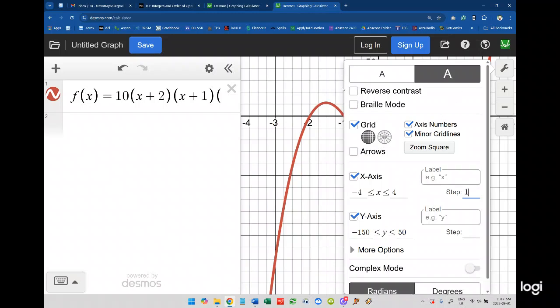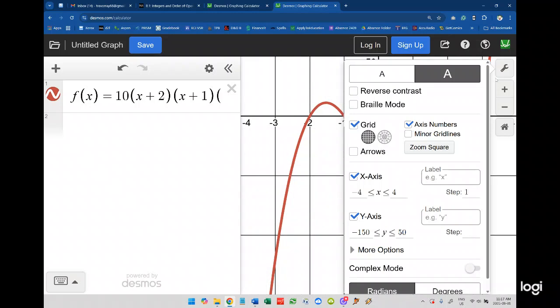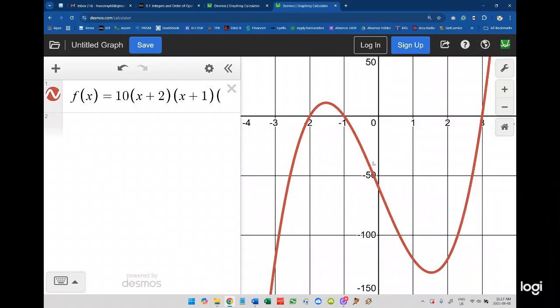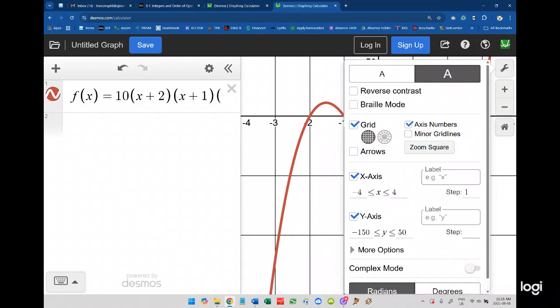I don't like these minor grid lines. They seem to be in the way for me, so I'm going to turn them off. And maybe instead of going up and down by 50s along that axis, I'm going to change the y-axis to step by 20.